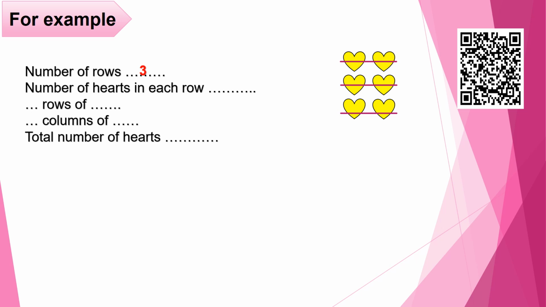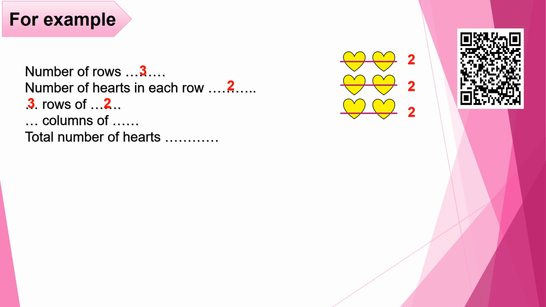The number of hearts in each row. Inside each row, how many hearts do we have? 1, 2. So we have 2 hearts inside each row. Let's complete. Rows of what? How many rows do we have? We said we have 3 rows. Each row contains what? 2 hearts. So they are 3 rows of 2.